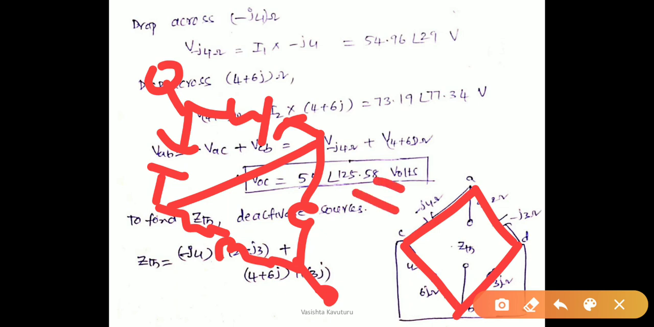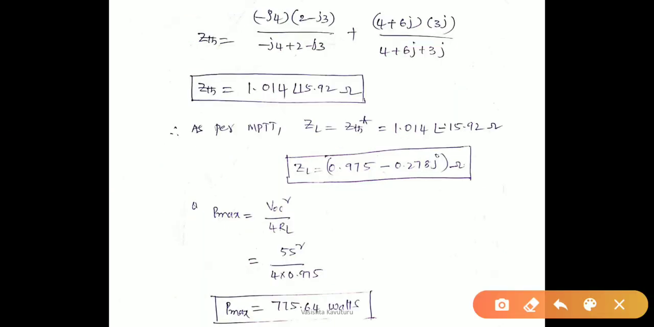From this, these two are in parallel, and these two are also in parallel. After simplification of these two, the entire one is in series. In this way we can calculate the ZTH value as 1.014 at angle 15.92 ohms, and as per the maximum power transfer theorem, the maximum power is transferred from source to load impedance only when load impedance value is equal to complex conjugate of the source impedance. Therefore ZL value is equal to 1.014 at an angle minus 15.92 ohms.